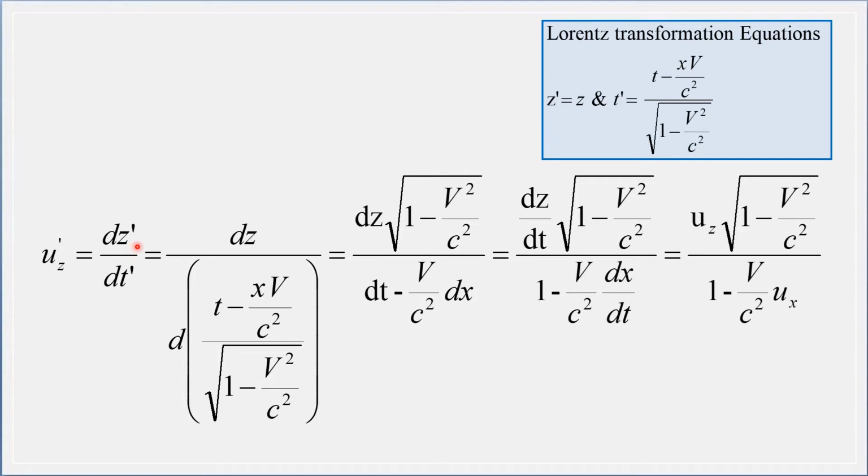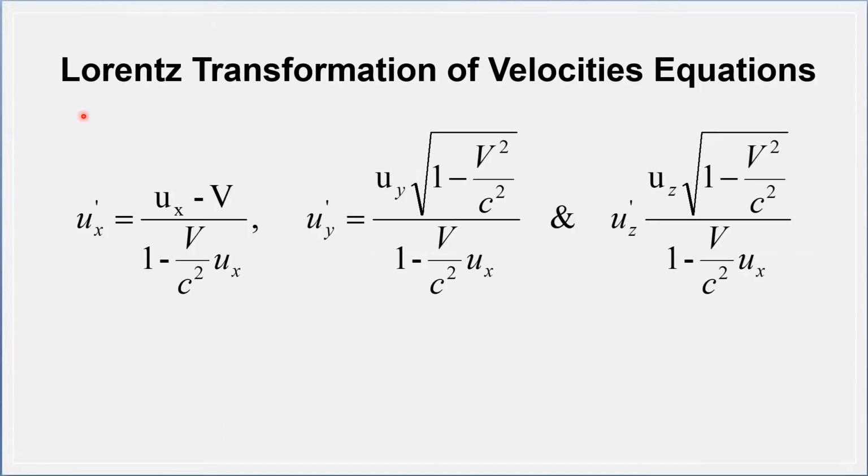Similarly, we will find dz'/dt' to get uz', and we have given here the Lorentz transformation equations for z' and t'. When you simplify, as you have done in the previous slide, you get uz' equal to uz root of 1 minus v squared by c squared divided by 1 minus v by c squared ux. Now what we have found in the previous three slides, we are bringing together here, and they are the Lorentz transformation of velocities equations. One equation is for ux', another for uy', and another for uz'.